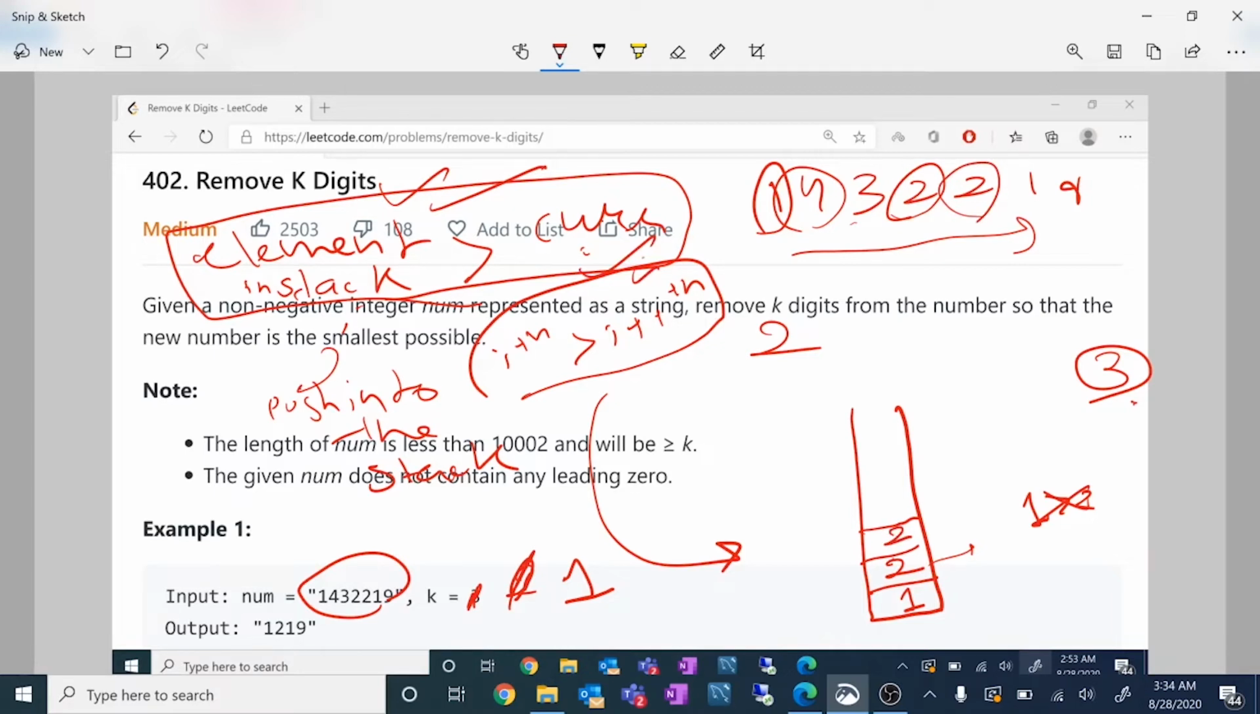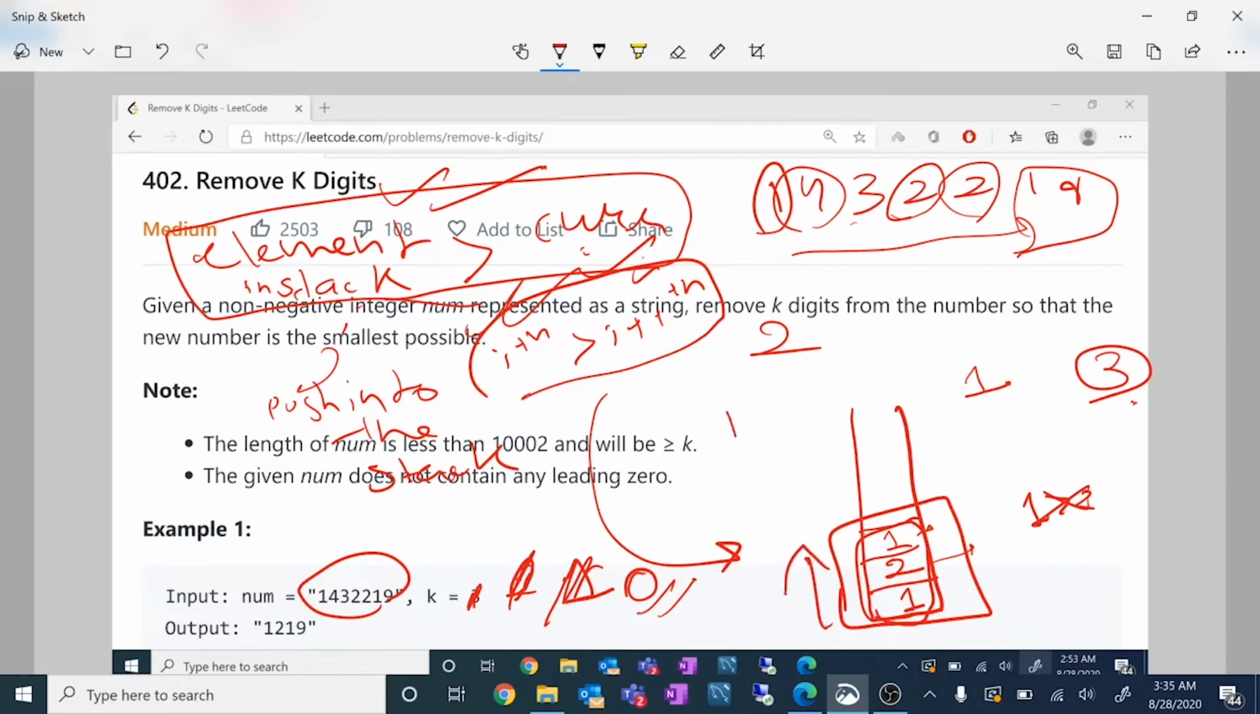Now I encounter 1. Is this condition satisfied? Yes, it is. So I pop out my 2, and I've pushed 1. And k now becomes 0. That means I am done with the process. The rest of the elements will come as they are, and I'll pop them and put them in the reverse order. It will become 1, 2, 1 and 9. So we can see, yes, this is the answer that we've got. So our algorithm is correct.